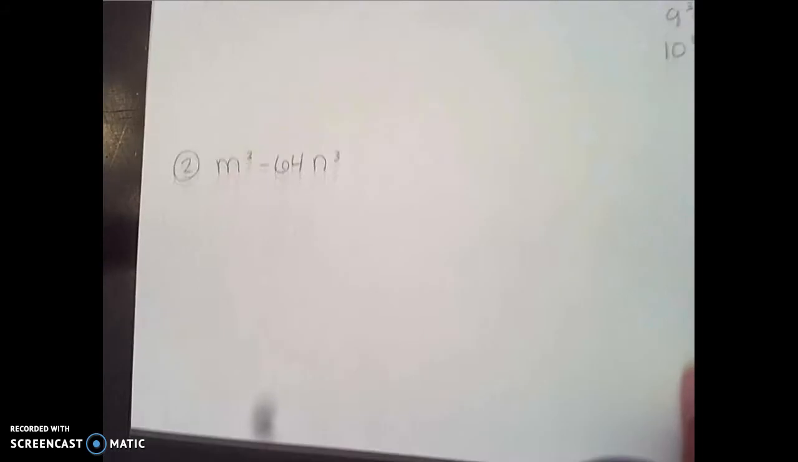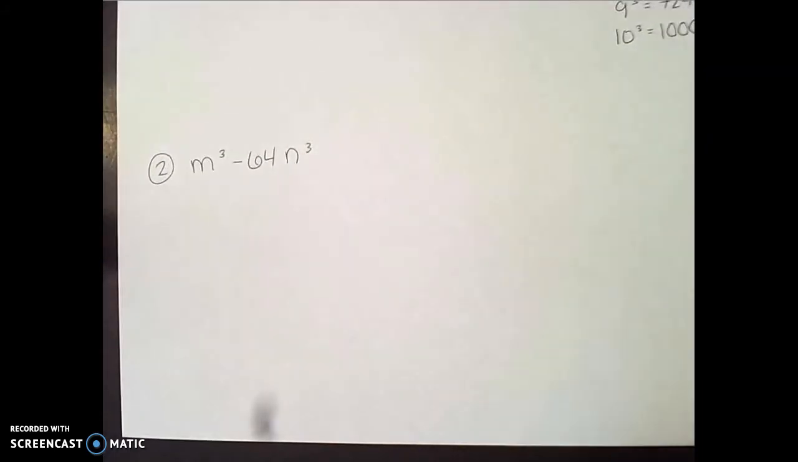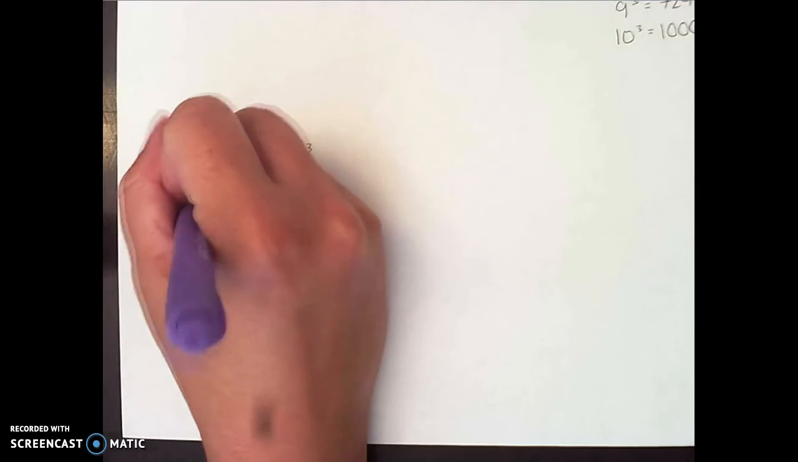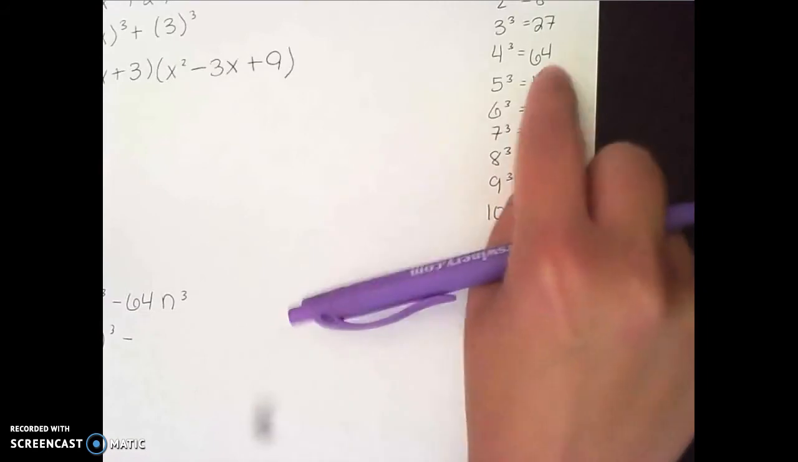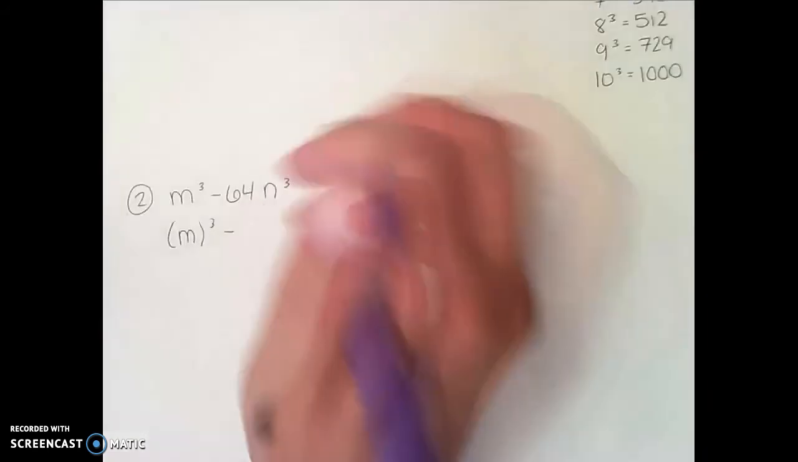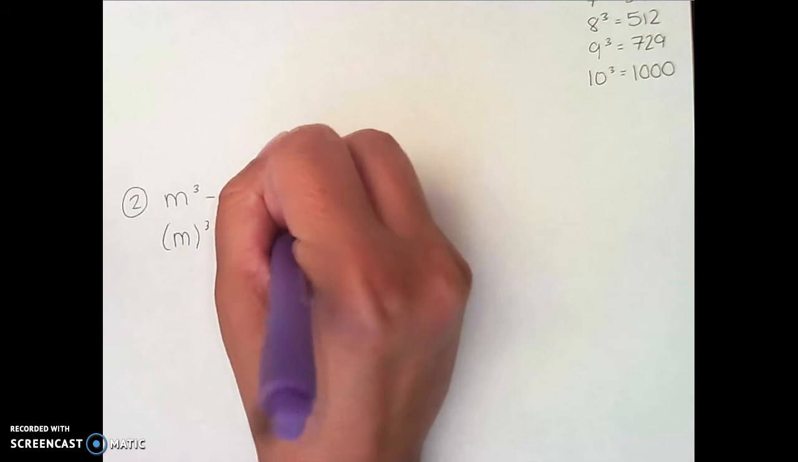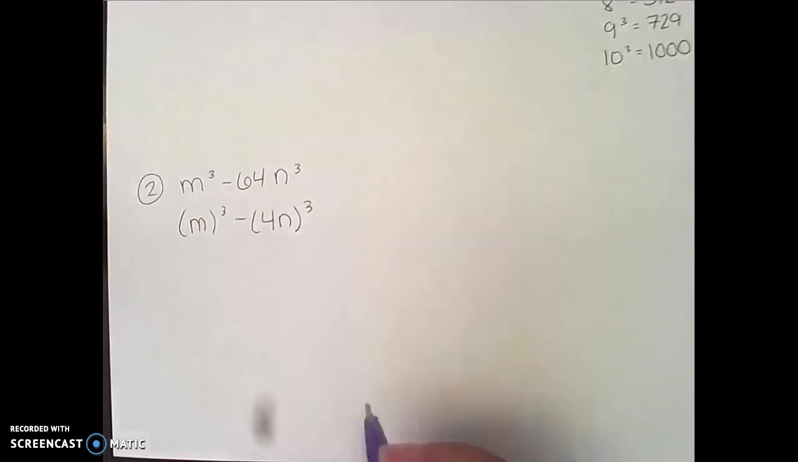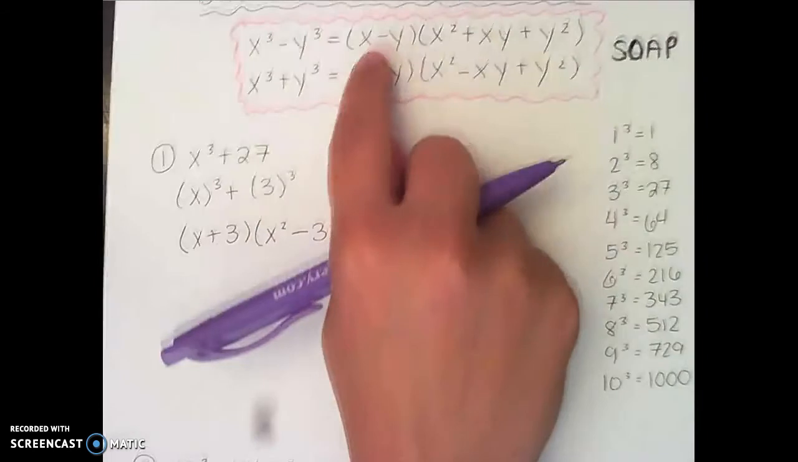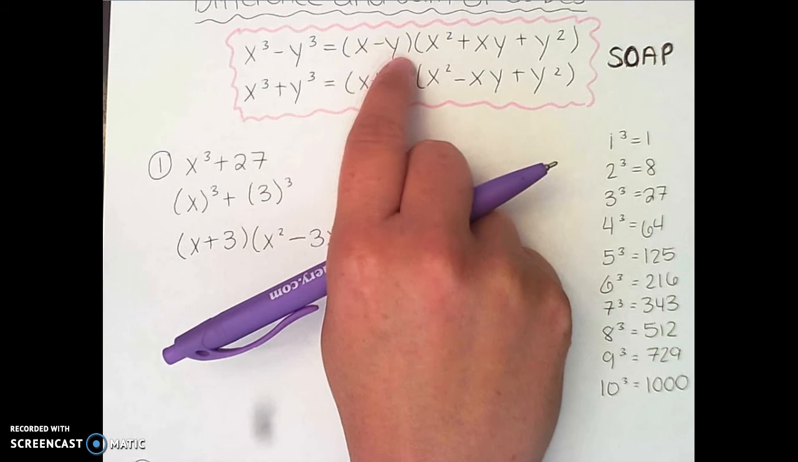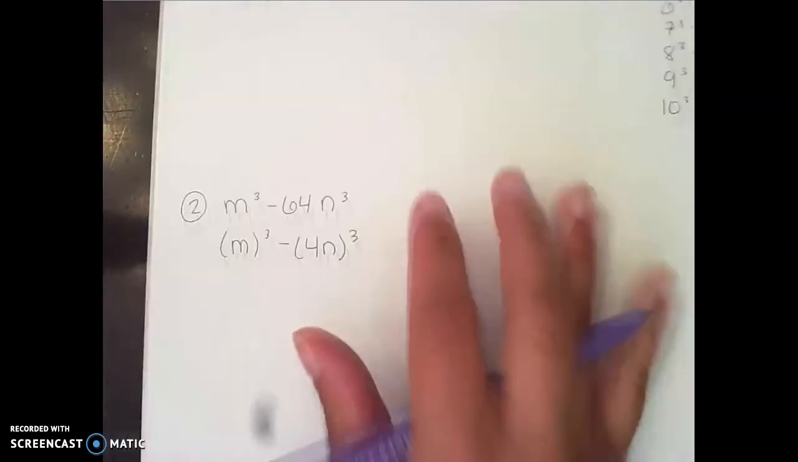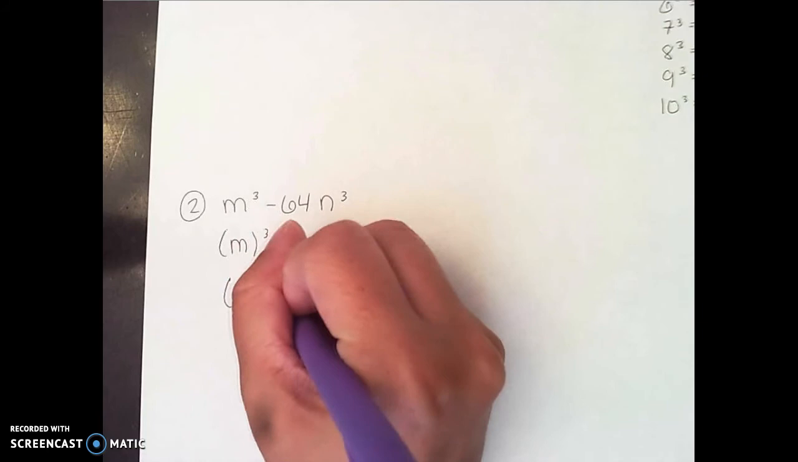We'll take a look at one more example together. Here we have a difference of cubes. Once again, I'm going to rewrite both of my terms as cubes. So first off, I have m cubed minus, and if I check out my handy list over here, 4 cubed is 64. So I'm going to write this as 4n cubed. So according to my format up here, I'm going to take my first term and subtract my second term, x minus y. So I'll have m minus 4n.